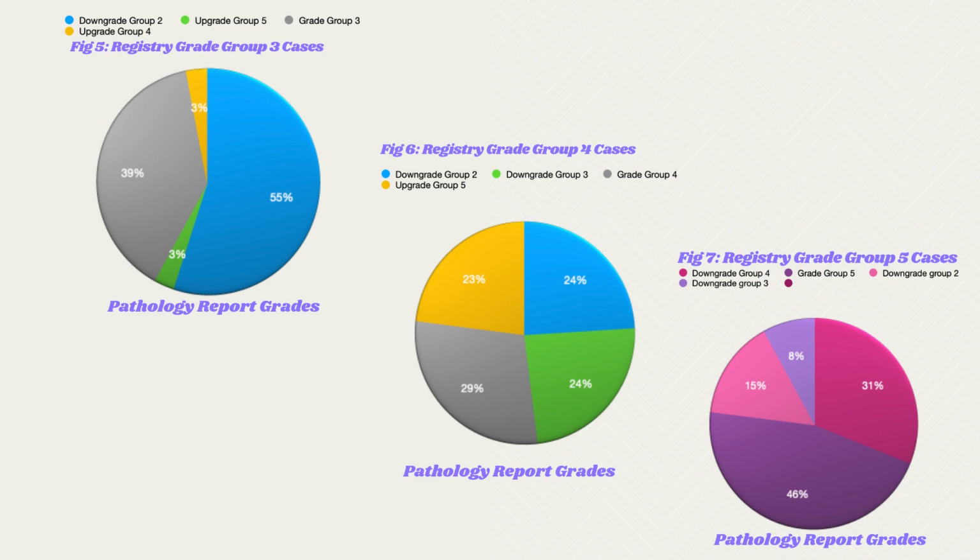And the same is the case for cancer registry data grade group 5 cases versus the pathology report grades. All of these data are not perfectly 100% matched with each other. We can find that 31% of the data will be downgraded to grade group 4. Meanwhile, 8% will be downgraded to grade group 3. There are also 15% that will be downgraded to grade group 2. And here you can find that 46% will match with grade group 5 of the cancer registry.